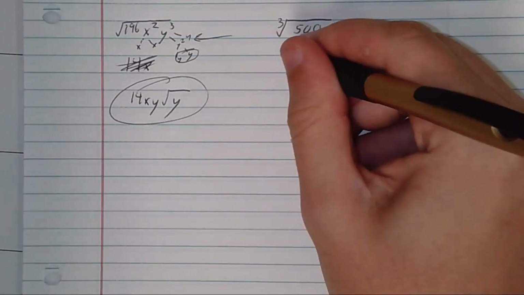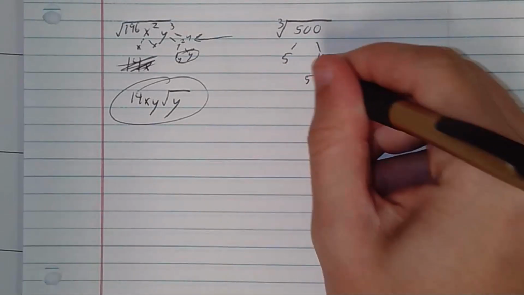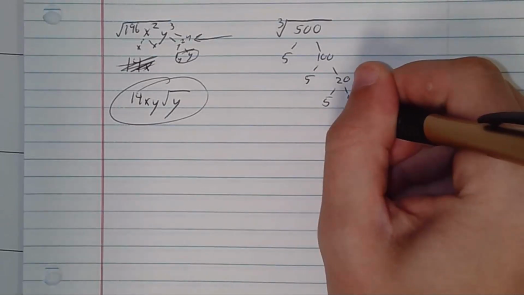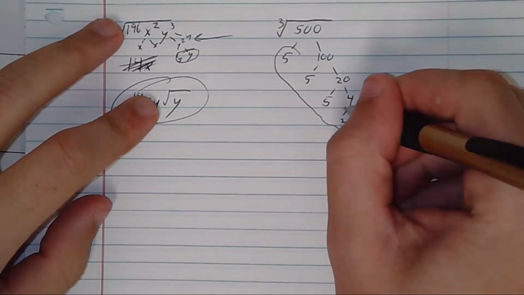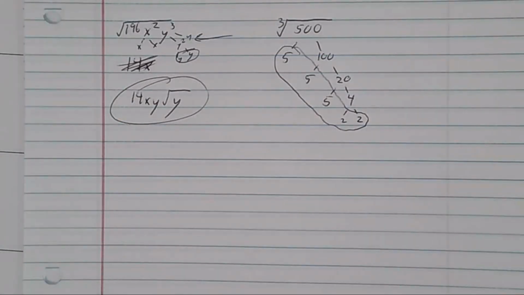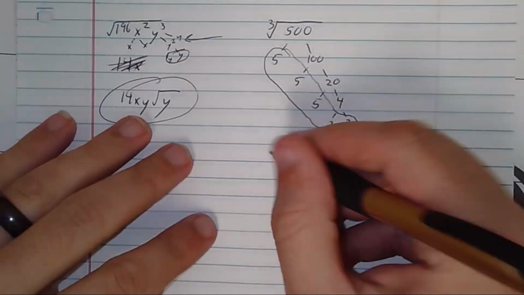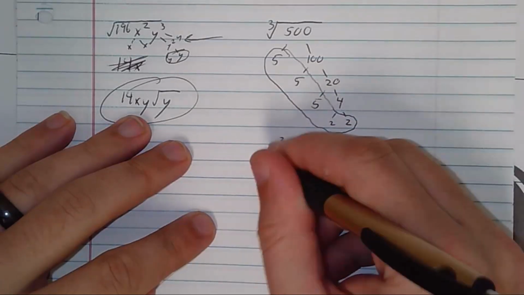So here I'm going to have 5 and 100. Well, 100 is 5 and 20, and then 20 is 5 and 4, and then notice that 4 is 2 and 2. And what lives on these outside branches that have nothing coming off of them, that's your prime factorization for 500. Now, here I want to show you the way that you can tell if you can write it outside of the radical or not. So I've got 5 to the third power, because there's 1, 2, 3 5s, times 2 to the second power, and this is inside a cube root.